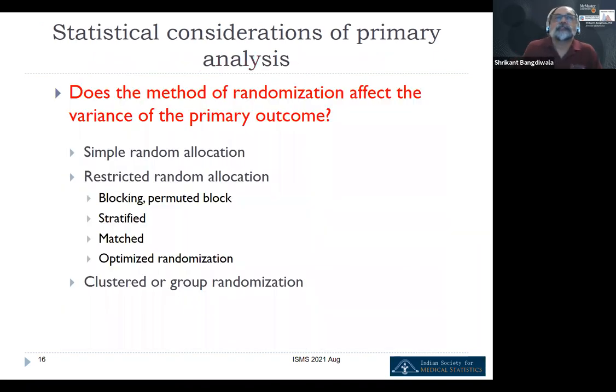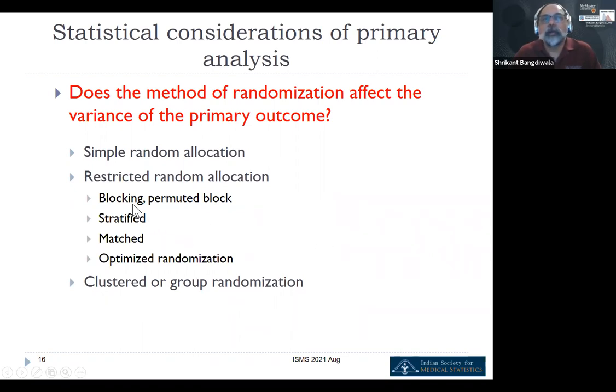The next thing that affects the analysis is the method of randomization. Simple random allocation doesn't affect it. Of course, that's what we're basing it on. But if you put some restrictions on the random allocation, you may be affecting the variance of the primary outcome, and you may have to take that into account in the analysis stage.